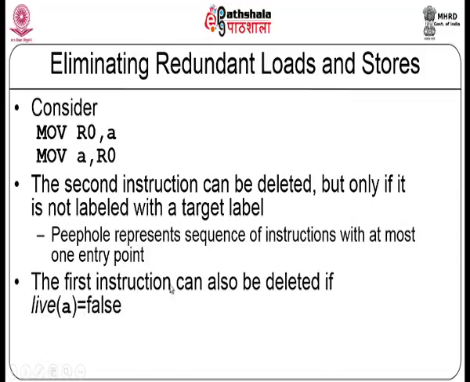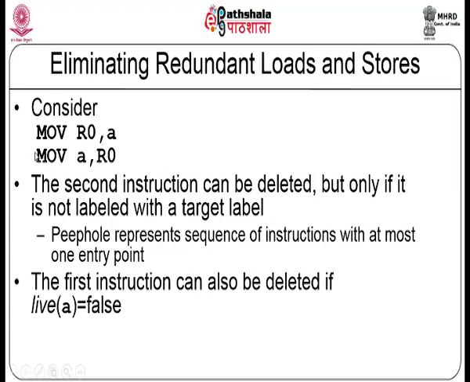Now, the first instruction can also be deleted if live of A is equal to false. We already said in one of the modules that we will have the liveness information of all the variables. If A is not going to be used, then the first instruction could also be deleted. I can simply keep the value in register R0 itself, since R0 has the value of A computed, and use R0 wherever A has to be used later. That is one more thing you can observe.